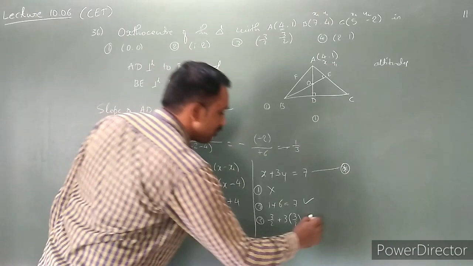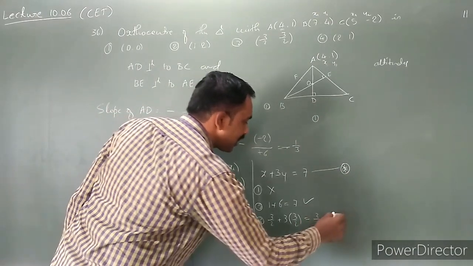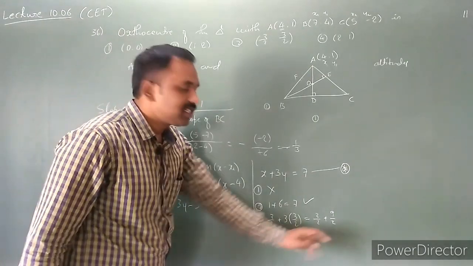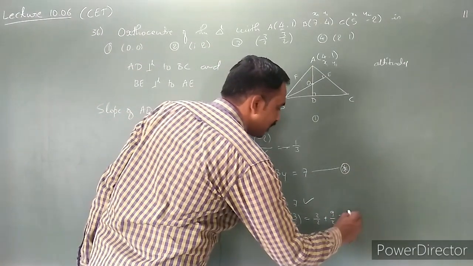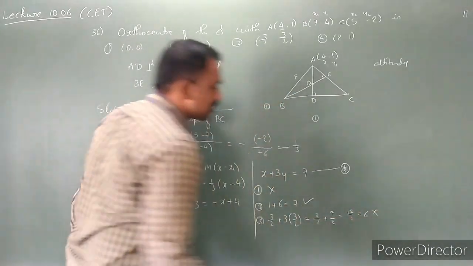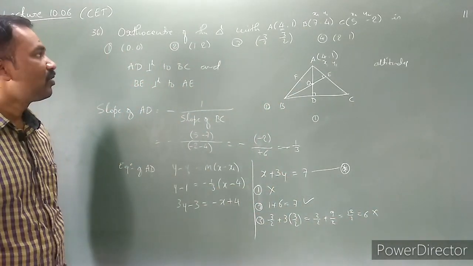What will we get? 3 by 2 is 3 threes are 9, so 9 by 2. 9 plus 3, because the LCM is 2. 9 plus 3 is 12. 12 divided by 2 is nothing but 6. So the third option is also not satisfying. LHS is equal to RHS.